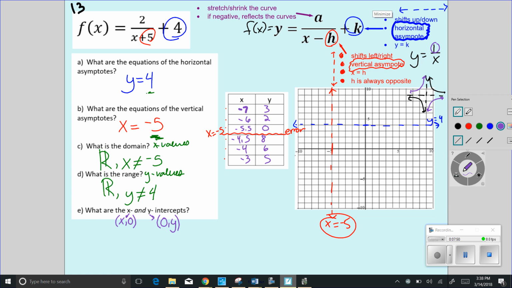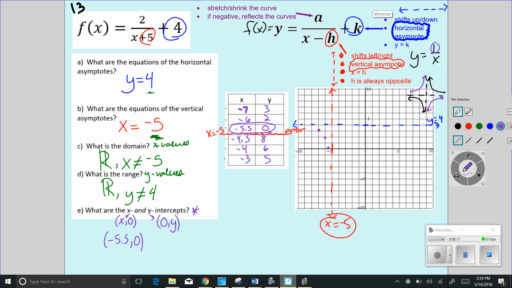Okay, so I'm plotting these points, just plotting away. So -7, 3, -6, 2, -5.5, 0. Ooh, and I'm thinking down here, intercepts. Which intercept is this? So x when y equals 0, that's our x-intercept. So our x-intercept is -5.5, comma 0. We'll go back to the y-intercept in a second.